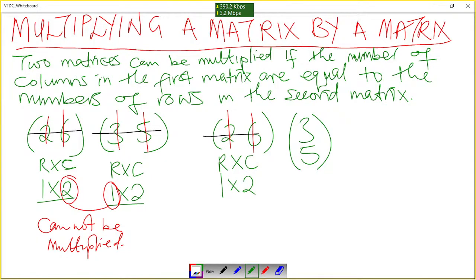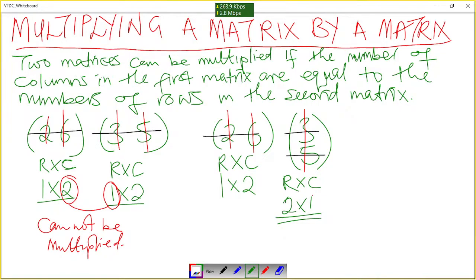Then we come to this second matrix. How many rows? It has 1, 2, so there are two rows. So we write 2 by, then we count the columns. The columns, it's only 1. So that is 2 by 1. Now that is the order of those two matrices. Then the question is, can these be multiplied?